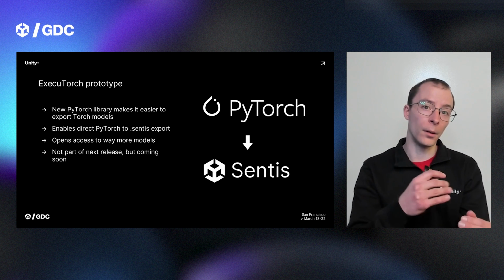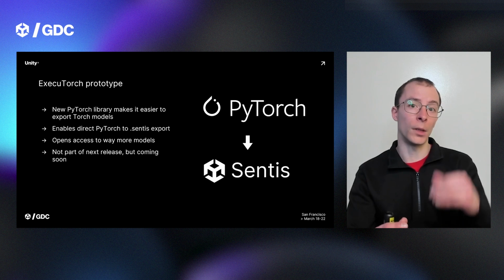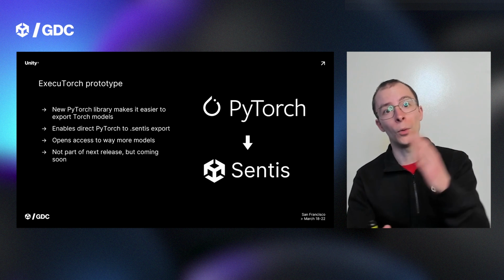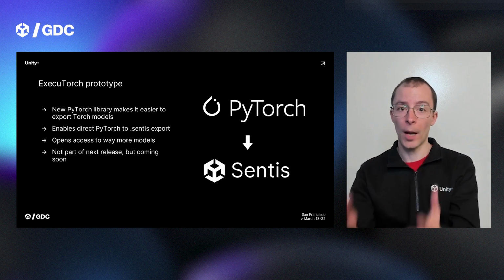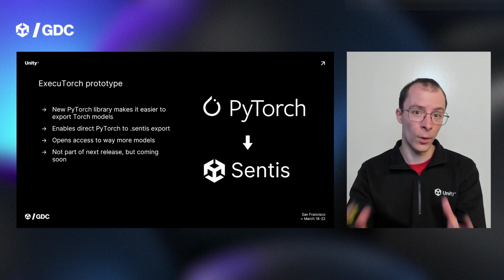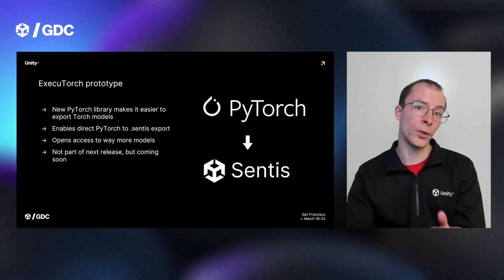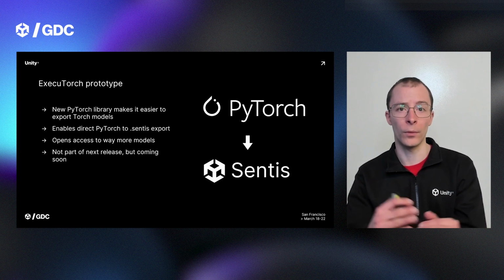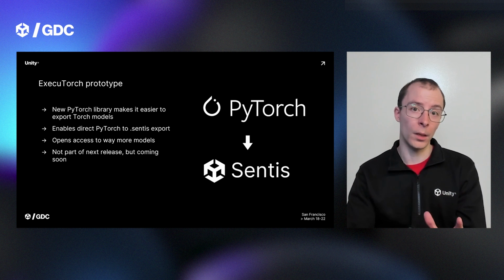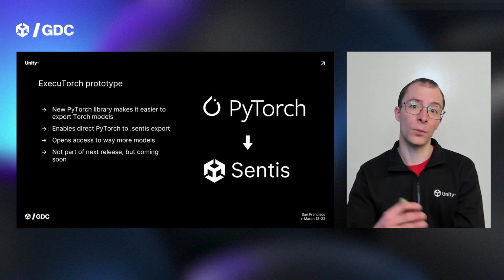And what that library allows you to do is do a direct export from PyTorch to a .sentis file, and then just drag that into Unity editor, and it'll run natively. So that's what we've been trying to do. It works pretty well. There's a few things to iron out. ExecuTorch isn't all fully out yet. But we're really excited about this, and it's really promising.